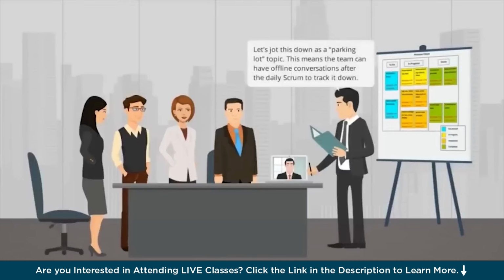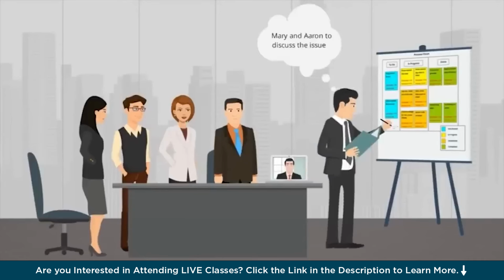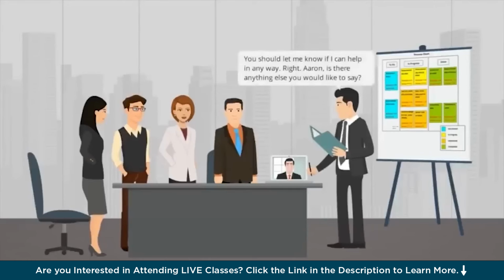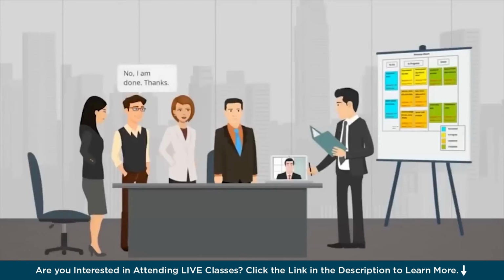Let's jot this down as a parking lot topic. This means the team can have offline conversations after the daily scrum to track it down. I'm also going to make a note that we'll track the impediment Aaron faced daily until it is removed. You should let me know if I can help in any way, right? Aaron, is there anything else you would like to say? No, I am done. Thanks.